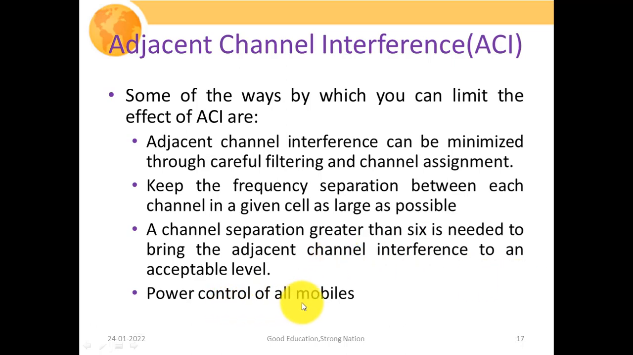The last one is power control in all mobiles. While discussing the near-far effect, we have already discussed how a power control mechanism can reduce adjacent channel interference. Those users who are lying near the base station should transmit with lower power, so that other users, who are lying far away from the base station, receive a lesser amount of interference power. This is how we can limit adjacent channel interference.